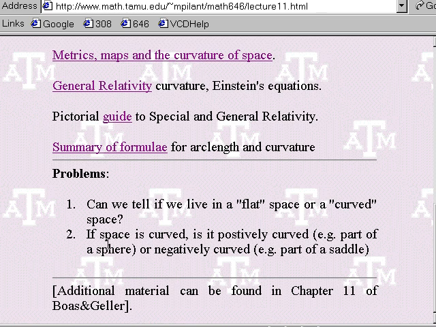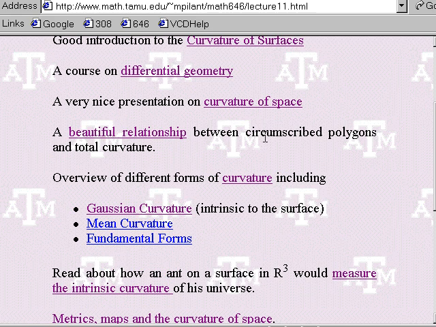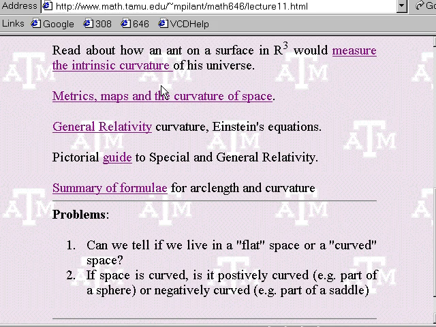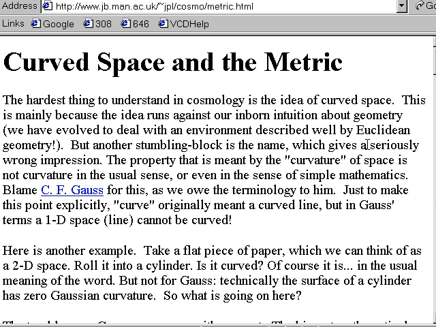And I didn't put this down there, but question number 3 was what are the global properties of our space? Does it have a boundary, or does it not have a boundary? Is it finite? Is it infinite? And this sort of ties in with the Big Bang, although that adds a measurement of time into it.